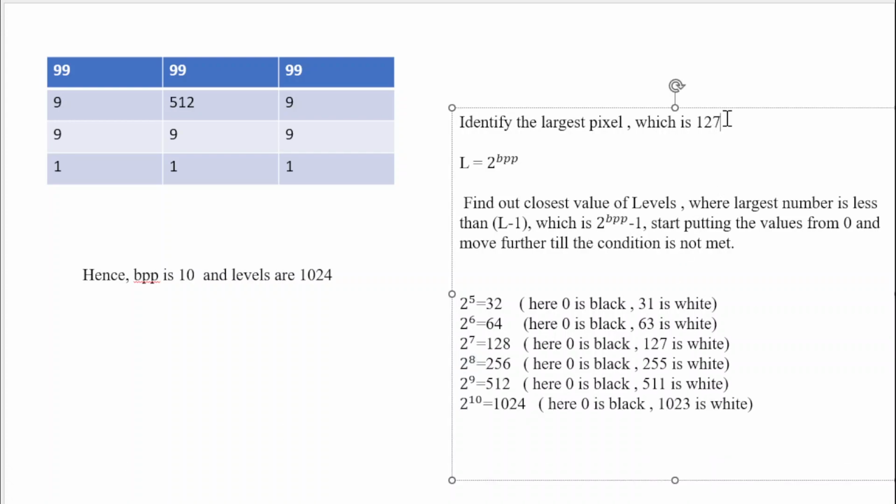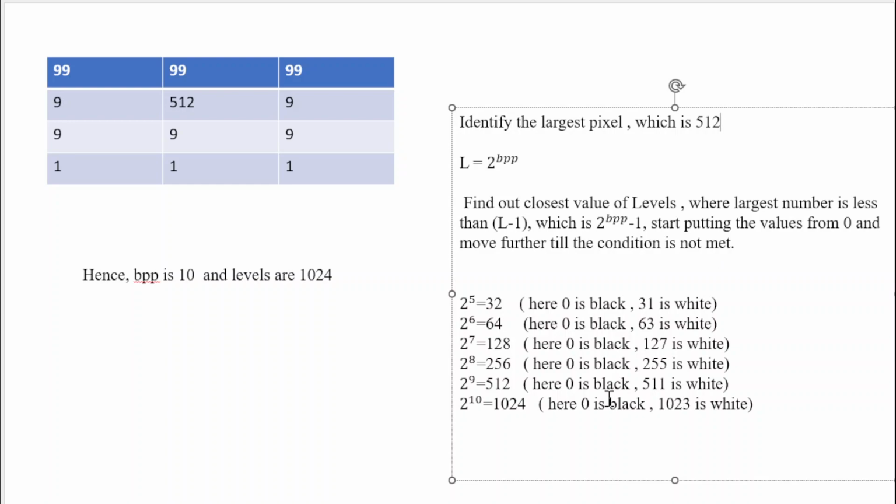Now let's look at a similar example. The largest pixel here we can identify is 512. Again we start by considering all the powers of 2. 2 raised to power 8 is 256, 255 is white, 0 is black. 512 does not lie in the range, most definitely. 2 raised to power 9 is 512. Again, the tricky thing here is that with 512 levels, the white color will be represented by 511, and 512 does not lie between 0 and 511.